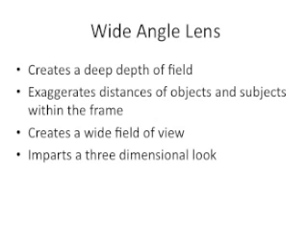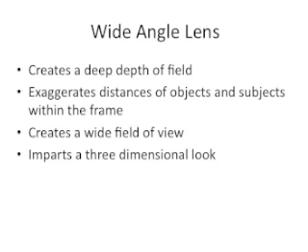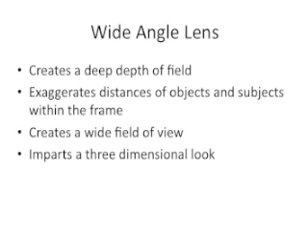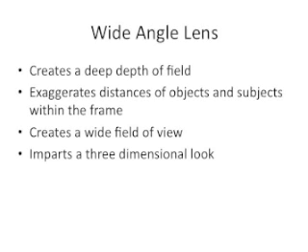Wide-angle lens creates a deep depth of field. It exaggerates distances between objects and subjects within the frame. It creates a wide field of view, and it imparts a three-dimensional look to the composition. These are all examples of visual subtext.